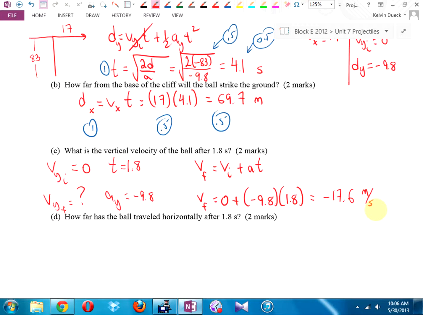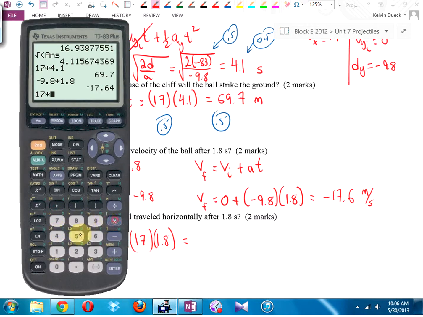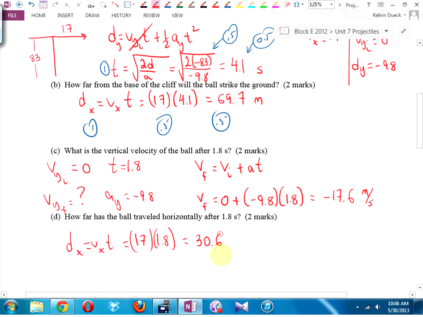Makes sense. How far has the ball traveled horizontally after 1.8 seconds? dx equals v_x t. v_x is still 17, but this time the time is 1.8. That's 30.6 meters. 1 mark for the equation, half mark for the numbers, half mark for the answer.